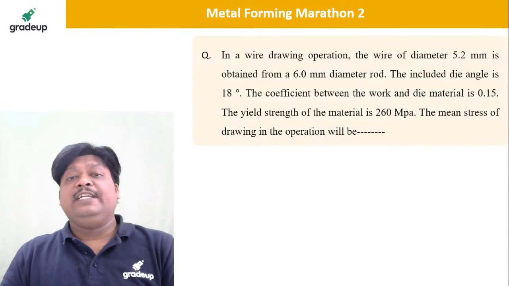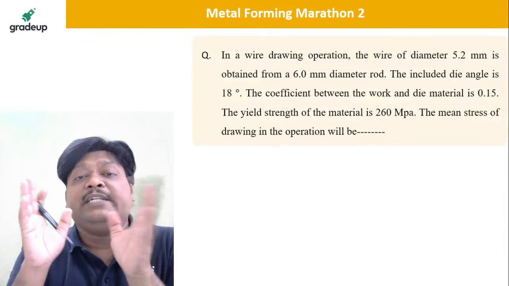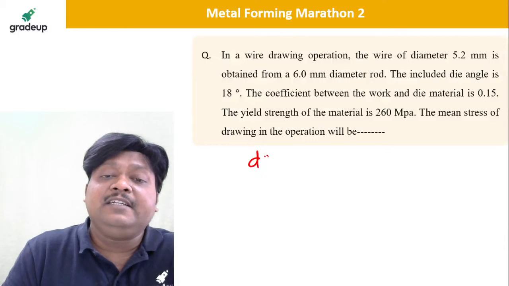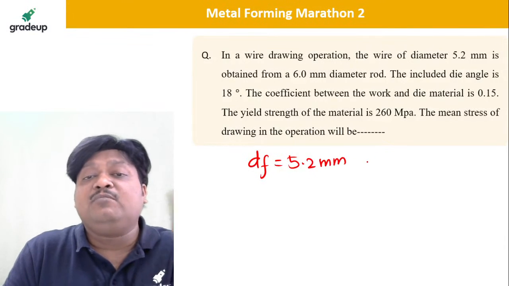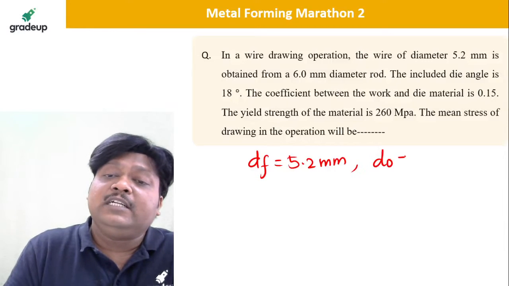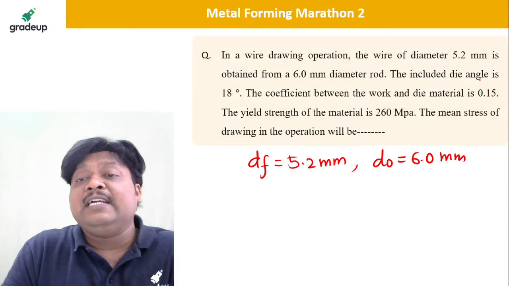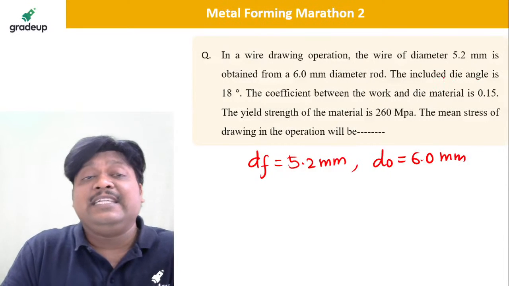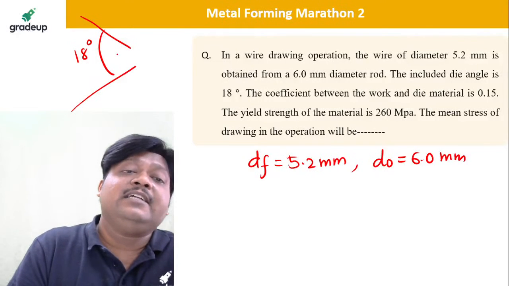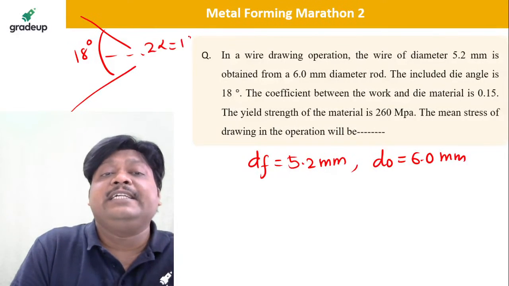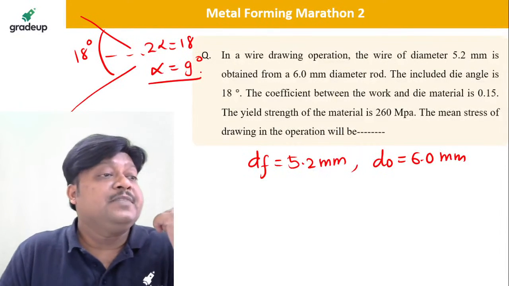Yes. In a wire drawing operation, a wire of diameter 5.2 millimeter is obtained from 6 mm diameter rod. So D final is given as 5.2 millimeter, and original diameter is 6.0 mm. The included die angle is 18 degrees. So 2 alpha is equal to 18 degree. So alpha is equal to how much? 9 degree, isn't it?